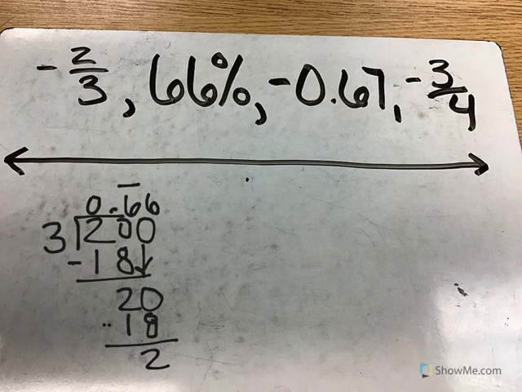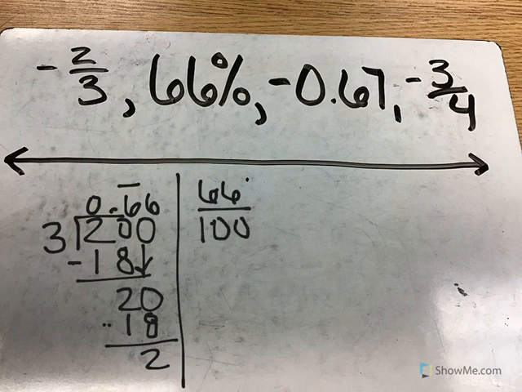Next, 66%. Percent means out of 100. So I'm going to draw the line down here. 66% is 66 out of 100. If we know our place value, that's 66 hundredths. Circle these so we know.